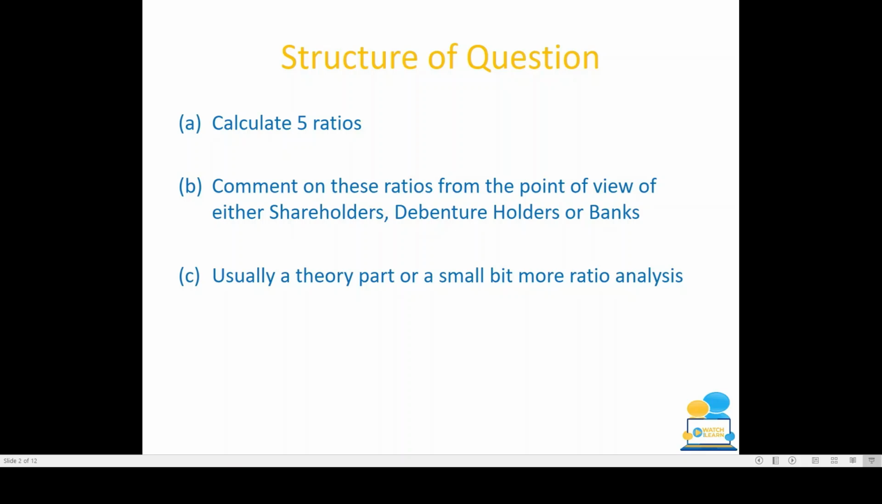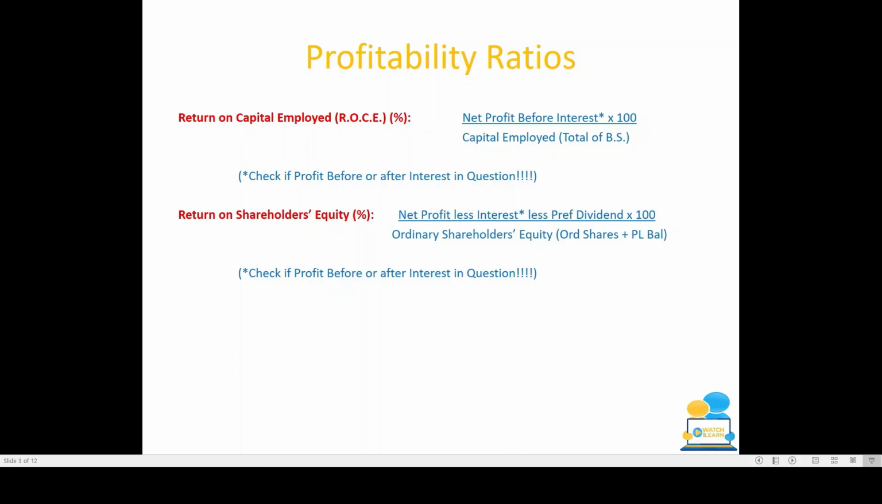And I'm going to go through the worked out solution to the 2018 question at the end, and we will talk about that more there. And part C then is usually a small theory part or another small bit of ratio analysis. So first of all, now we're going to look through all of our ratios that can be asked in part A. And again, some of these ratios will also be needed in part B of the question.